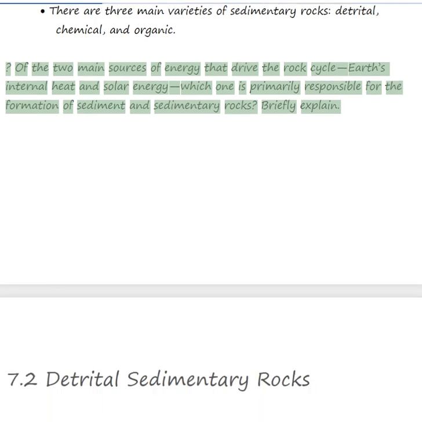Of the 2 main sources of energy that drive the rock cycle, Earth's internal heat and solar energy, which one is primarily responsible for the formation of sediment and sedimentary rocks? Briefly explain.